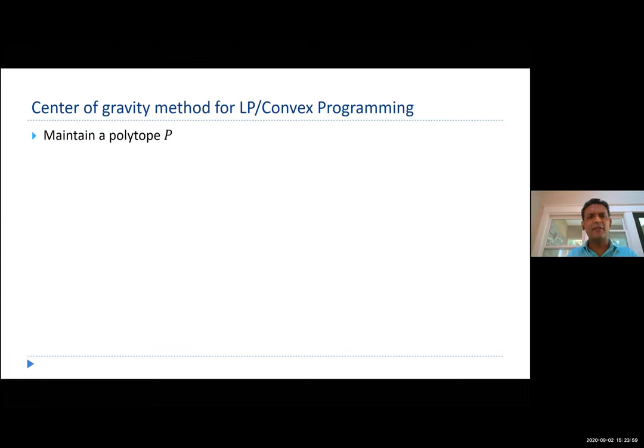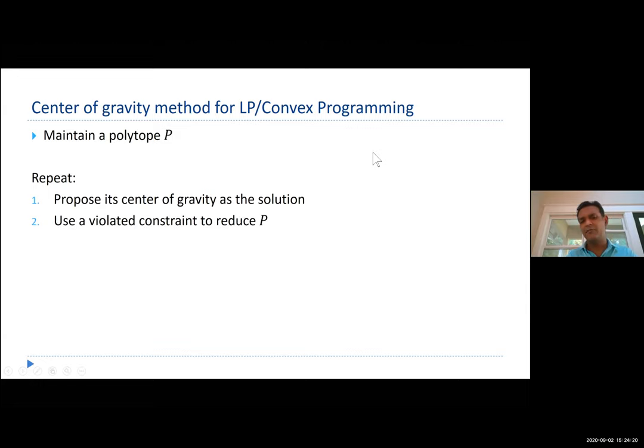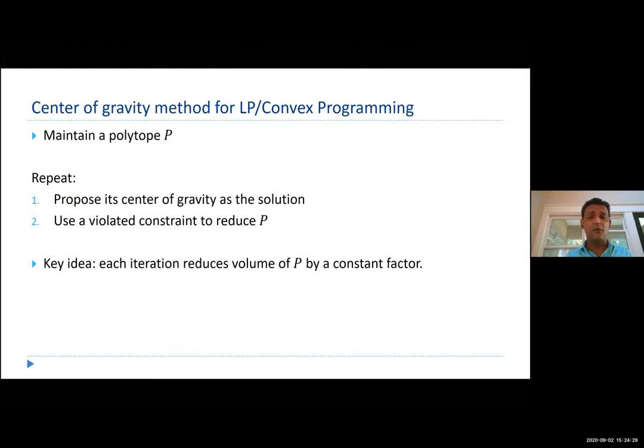Similarly, one can adapt the center of gravity method in this setting. And here, in the center of gravity method, the idea is to maintain a polytope of the feasible solutions. And you propose the center of gravity as a solution. If it's not feasible, then there'll be a violated constraint. Intersect with that linear constraint to reduce the polytope and repeat. Now, the point is that because you're cutting through the center of gravity, this reduces the volume of the polytope by a constant factor, not half, but a constant, 1 minus 1 over e. And therefore, the number of rounds is bounded.